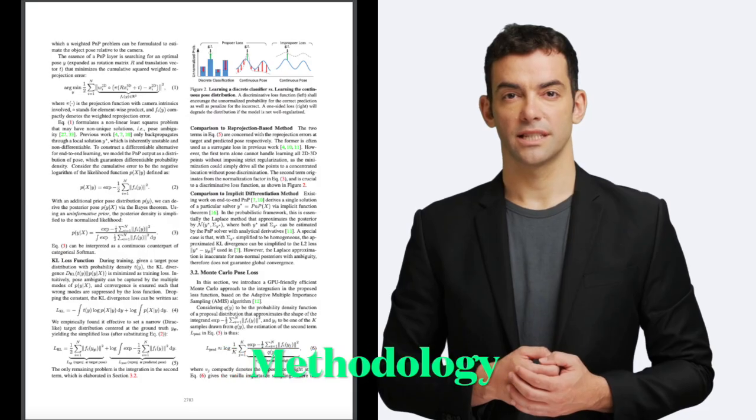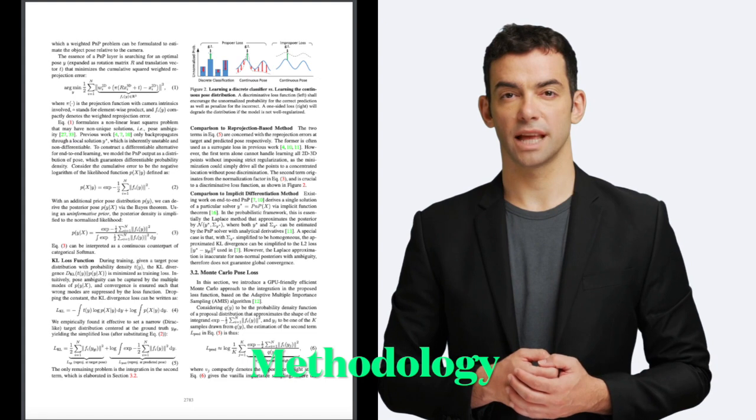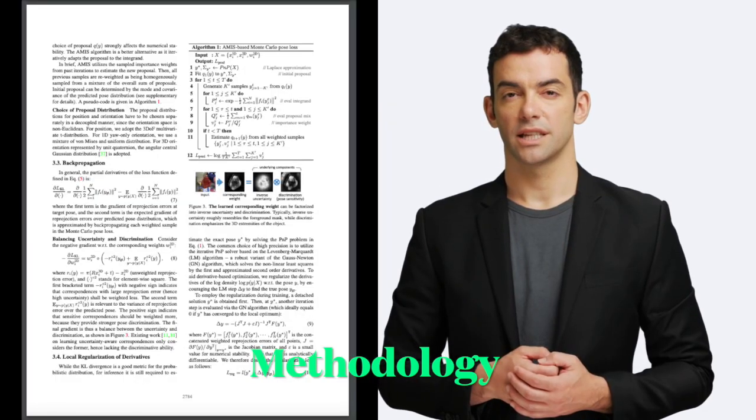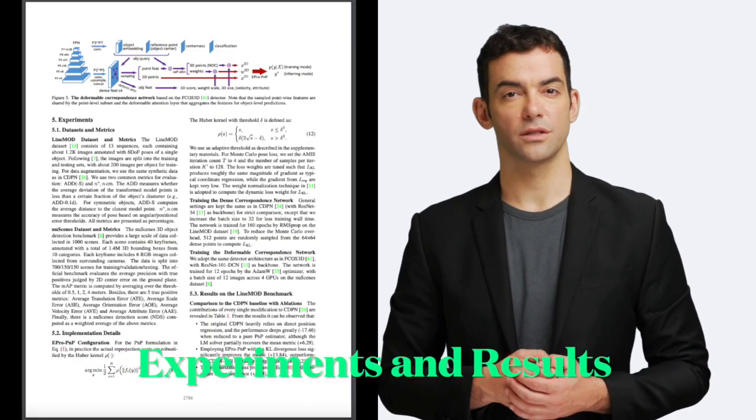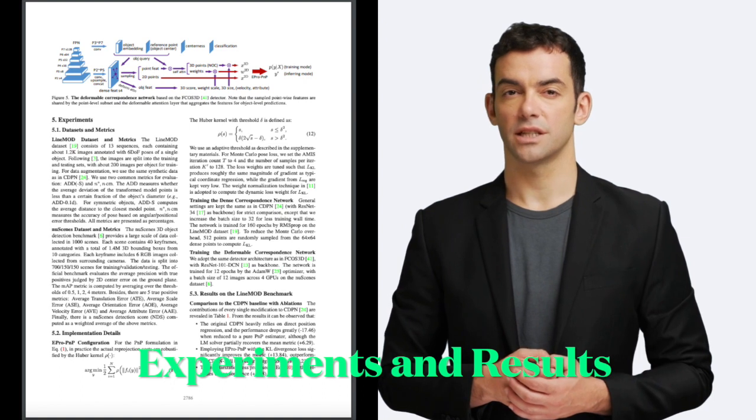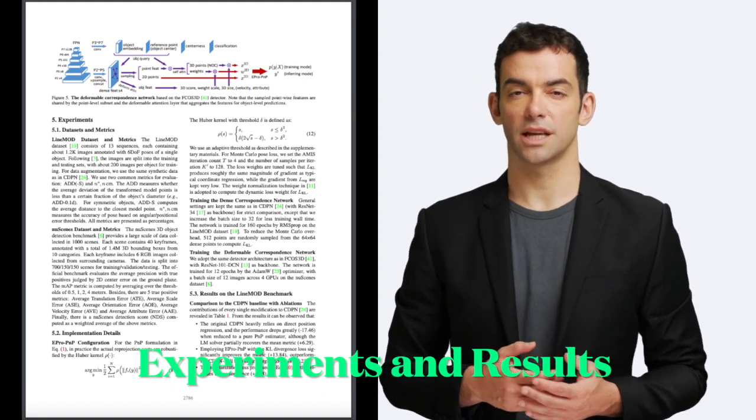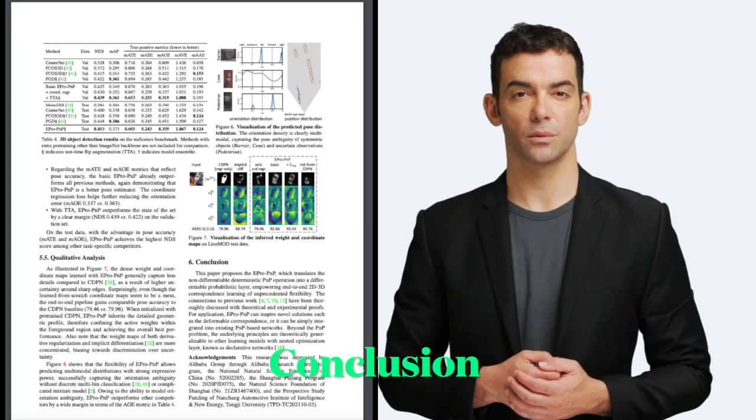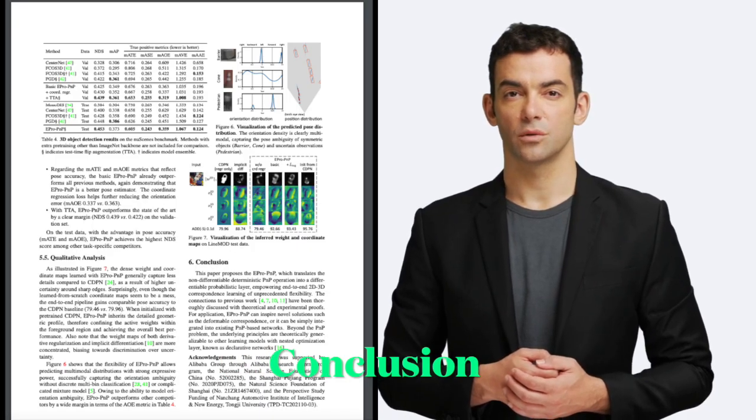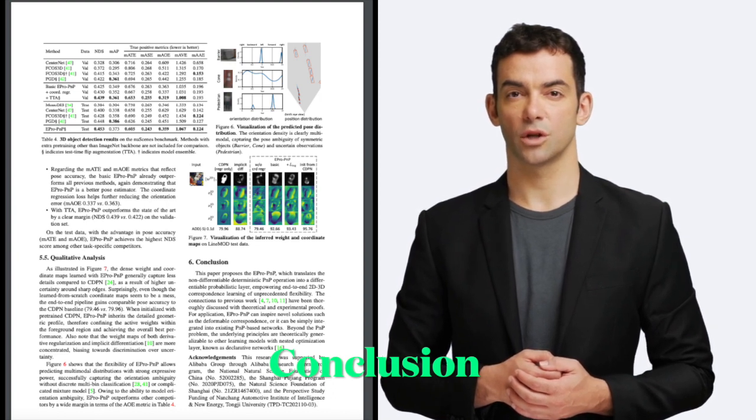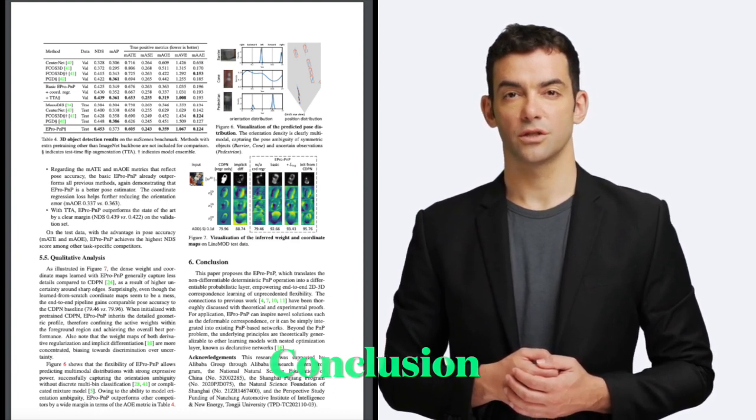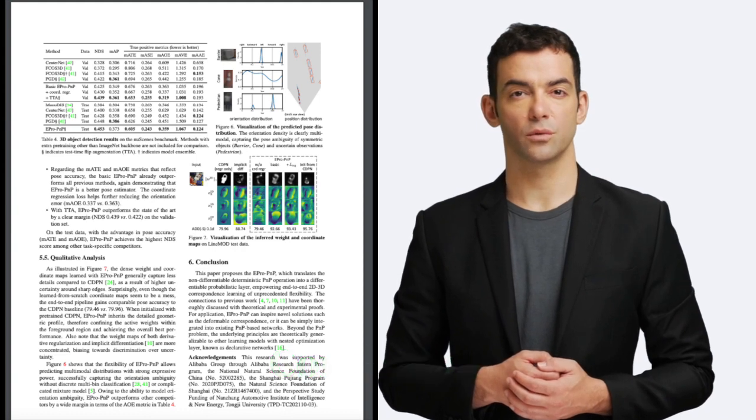The methodology section of your paper should provide a detailed explanation of the research design, methods, and data analysis techniques you use to conduct your research. The experiments and results section of your paper should provide a detailed account of the experiments you conducted and the results you obtained. Finally, the conclusion of your paper should summarize the main findings of your research and its implications for the field. The conclusion should also highlight the limitations of the research and suggest directions for future research.